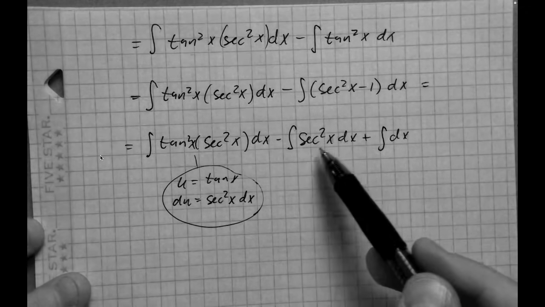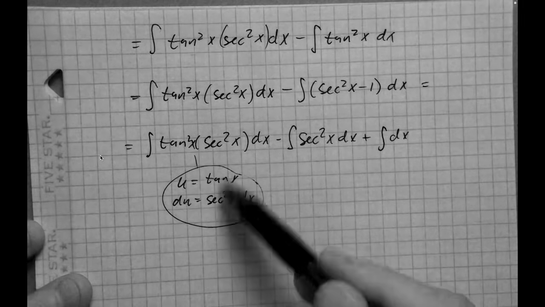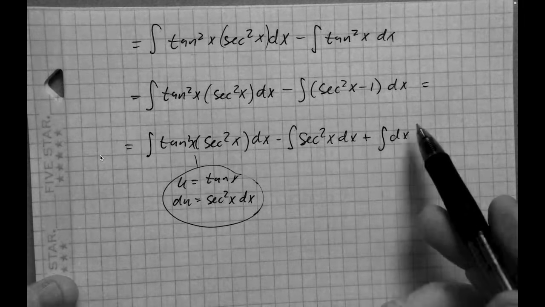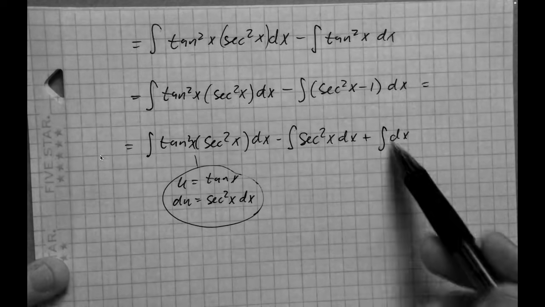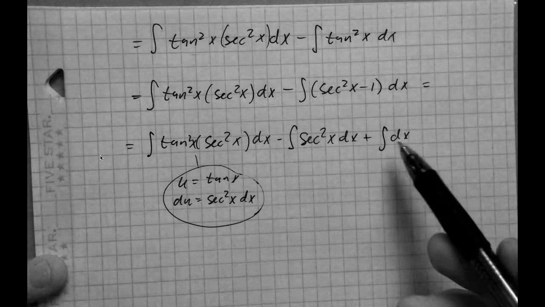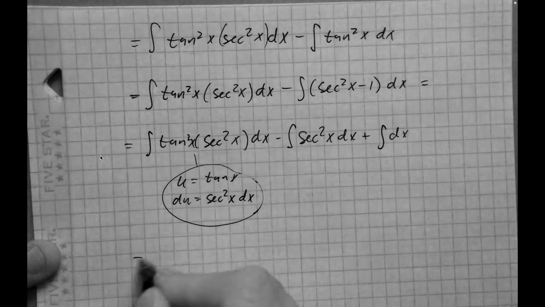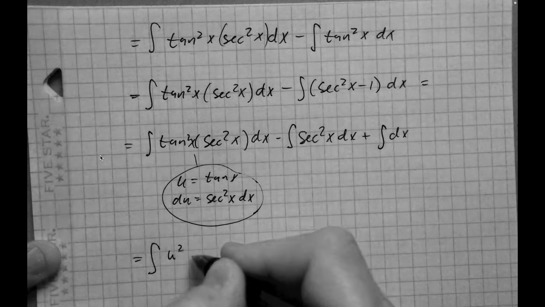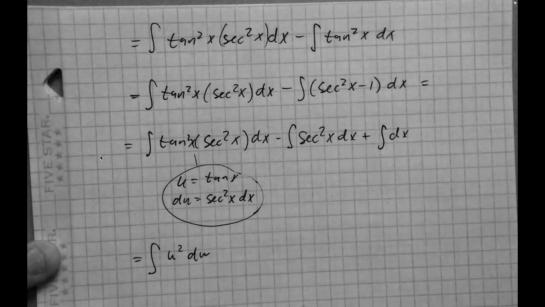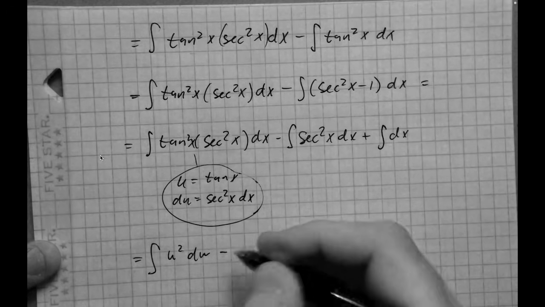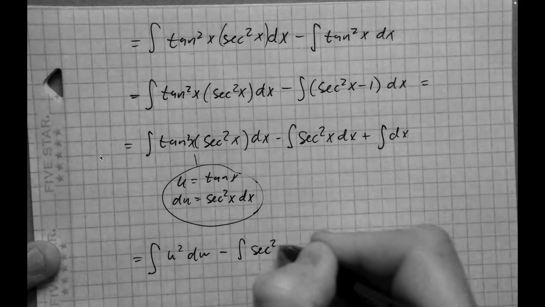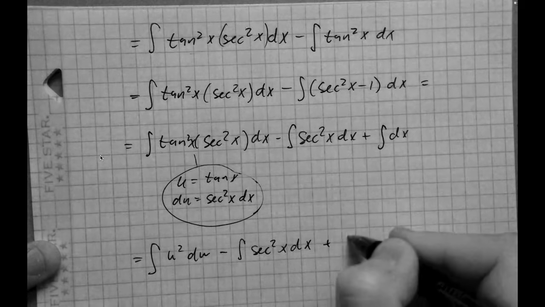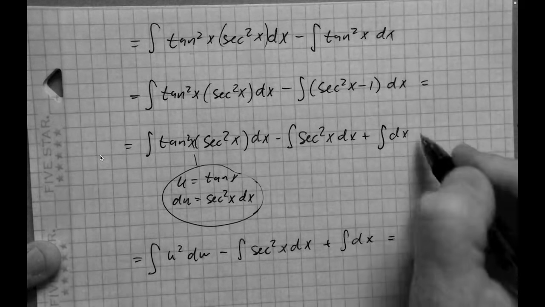This one, though, the integral of secant squared is known. It's just tangent. So that's not a problem, right? It's basically the reverse here. You can see that they're antiderivatives, or you can see what the antiderivative there is. And then this is just the integral of dx. Okay, so the whole thing can be done pretty quickly. So let's just rewrite it. So this would be u squared du, right? And this would be minus the integral, I'll just rewrite it. And then this would be plus the integral of dx.